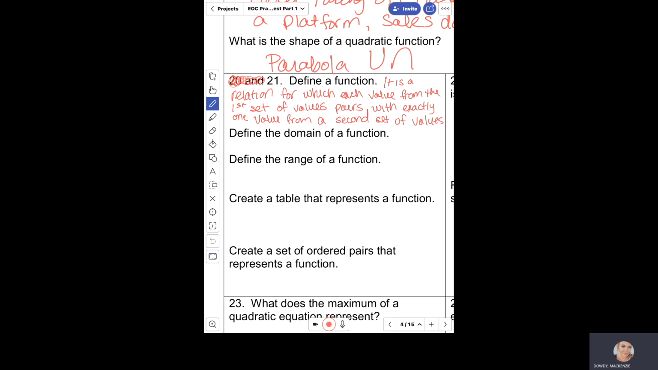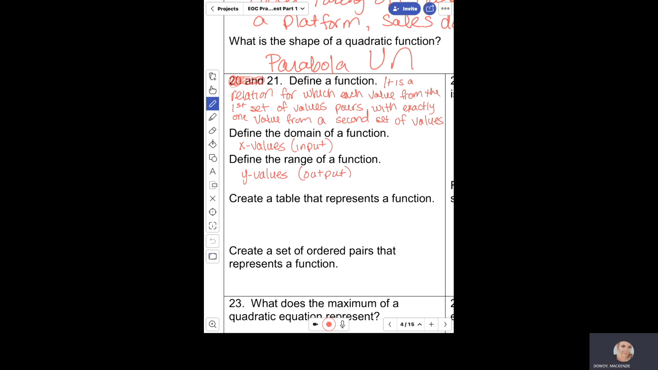The domain of a function, your x values, which is your input. Range of a function, y values. Output.